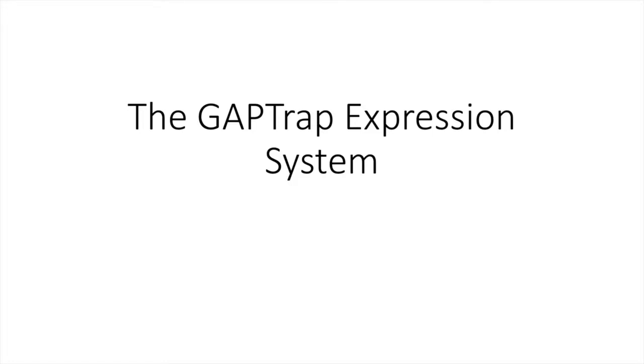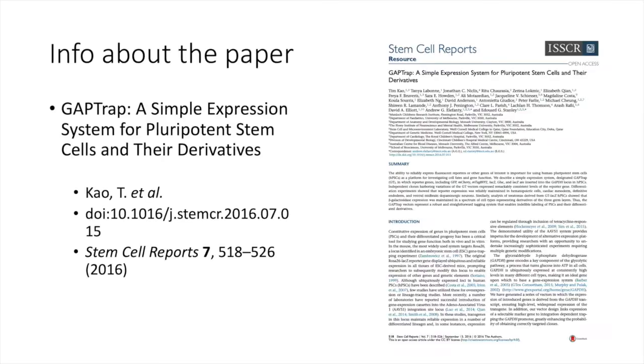Hi everybody, and in this installment we're going to be looking at the original paper discussing the GAPTrap expression system, and we're going to do that using Benchling. If you haven't already, I highly recommend that you have a look through the paper "GAPTrap: A Simple Expression System for Pluripotent Stem Cells and Their Derivatives", published in Stem Cell Reports by Kao et al. in 2016. The paper was done under the supervision of Ed Stanley, who is one of the Wells Lab's colleagues at the MCRI.